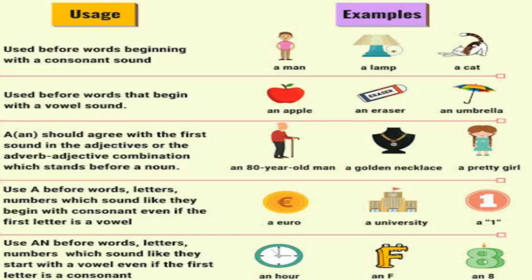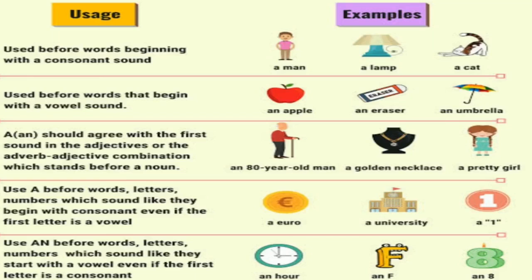An 80-year-old man. So an is correct. A golden necklace, a pretty girl. Now use a before the words, letters, numbers which sound like they begin with consonants even if the first letter is a vowel. That means we are only paying attention to the sound. A euro, a university, a one.